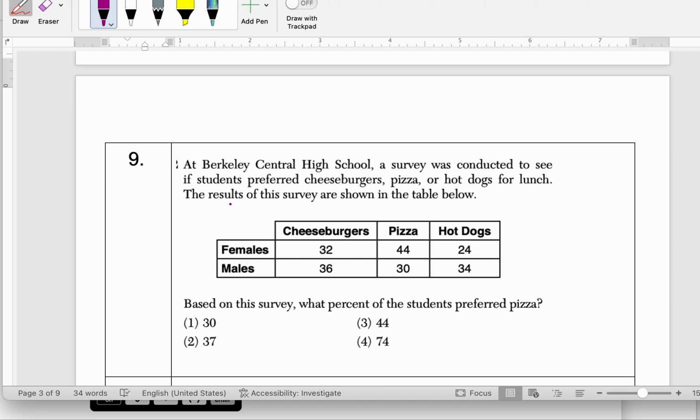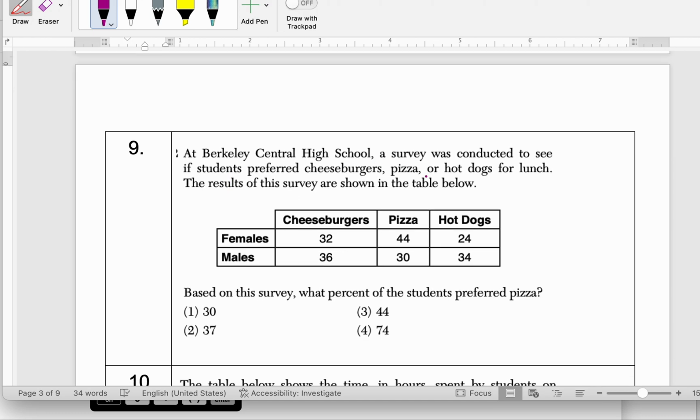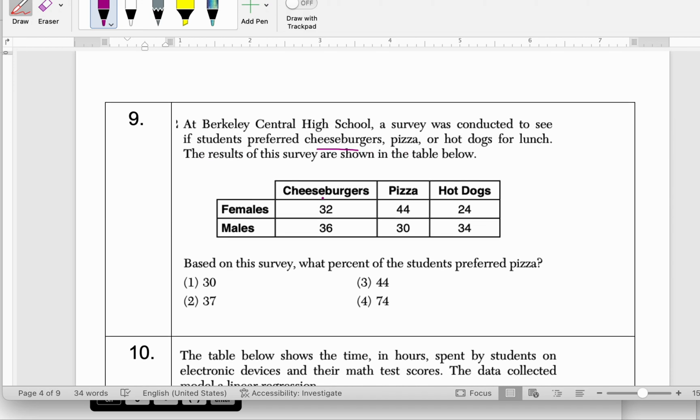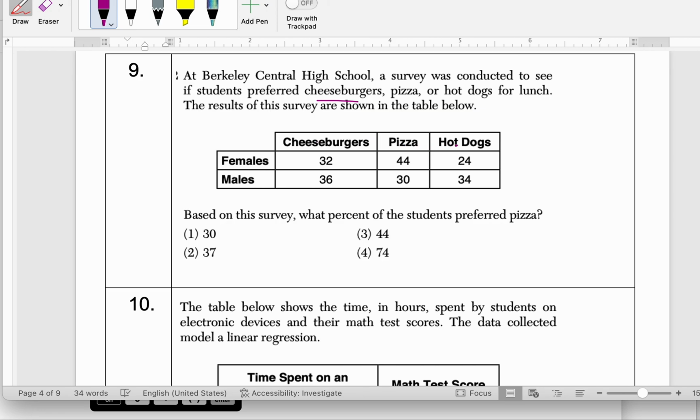At Berkeley Central High School, a survey was conducted to see if students preferred cheeseburgers, pizza, or hot dogs for lunch. The results of this survey are shown in the table below. So we have cheeseburgers, pizzas, hot dogs, and females and males. Okay, it's a two-way table. Based on this survey, what % of students preferred pizza? So this is of all the students.